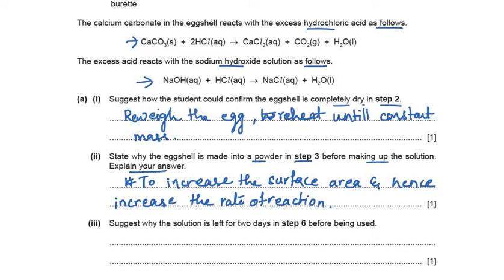Now suggest why the solution is left for 2 days in step 6 before being used, and this is to ensure that the reaction is complete. That shows that the whole of the eggshell, or all the calcium carbonate inside the shell, should fully react. So, to ensure that the reaction is complete.